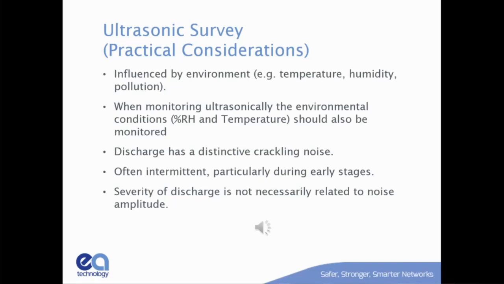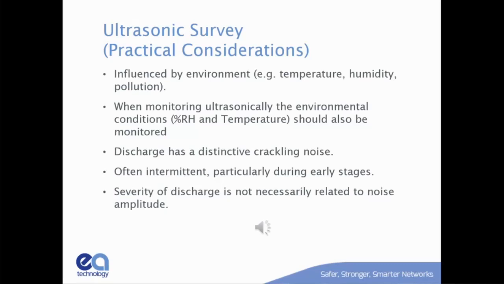Discharge has a very distinctive sound. It can come and go in stages. In the early stages, the more steady it is, the more severe it is. And the last is the biggest bad news of today's presentation, is the severity is not necessarily related to the amplitude you're measuring on the instrument.